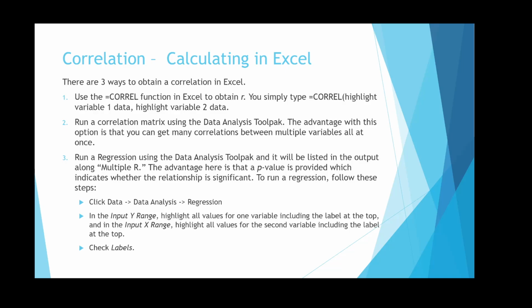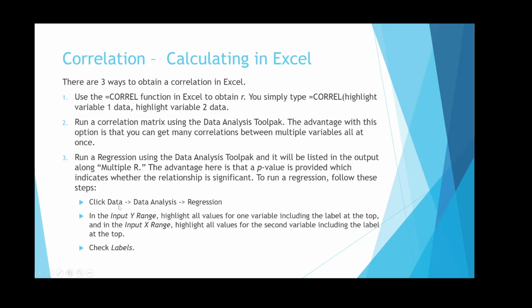The great thing about using the regression for a correlation is that you can get a significance value, that p-value. And the p-value will tell you if there is actually a significant relationship between your two variables. So that's the big advantage. This is my preference because I like to know, is that relationship significant? That's critical information.